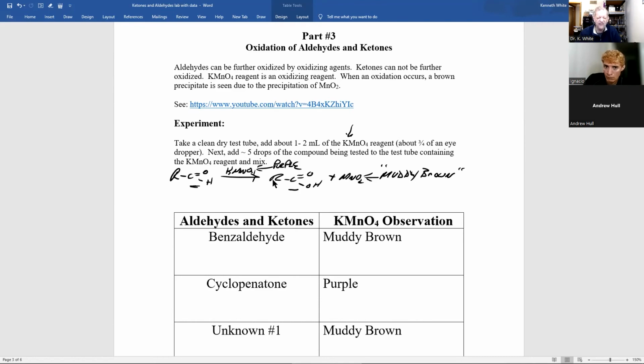Well, when the aldehyde is oxidized, the KMnO4 is reduced, and you make manganese dioxide. The potassium permanganate has a purple color. The manganese dioxide has what I call muddy brown. Think of taking some dirt and putting water on it, mixing it together. That's what manganese dioxide looks like. Now, I have a YouTube video. Let's take a look at this.